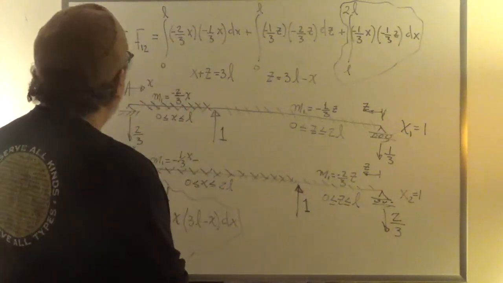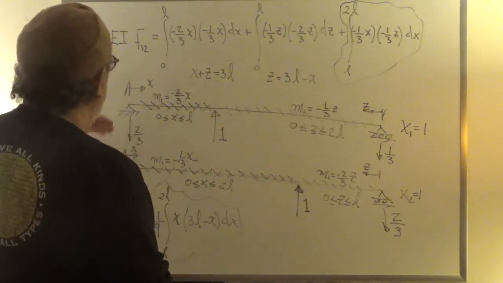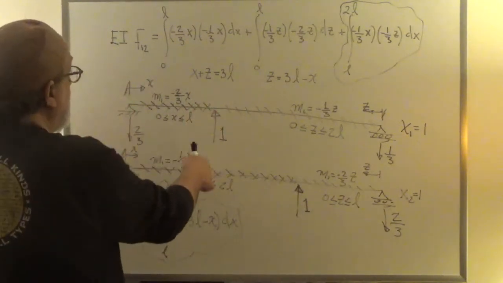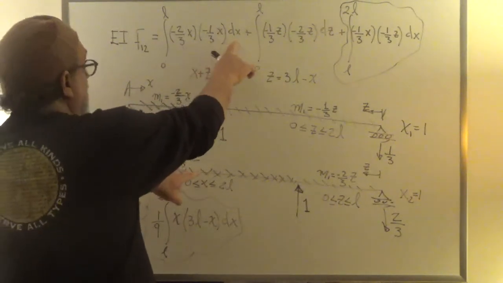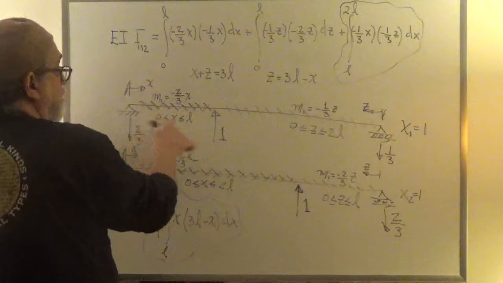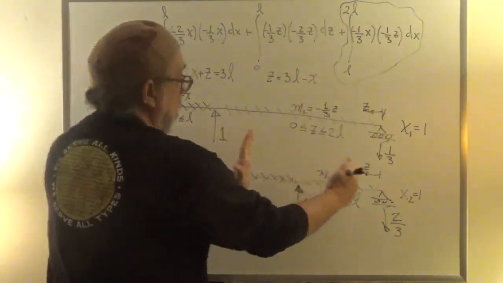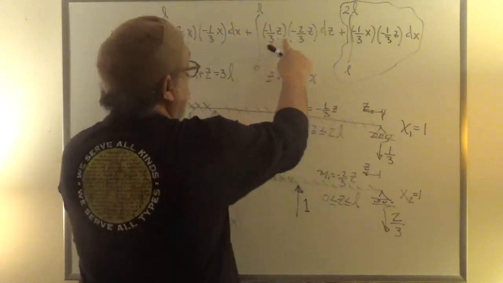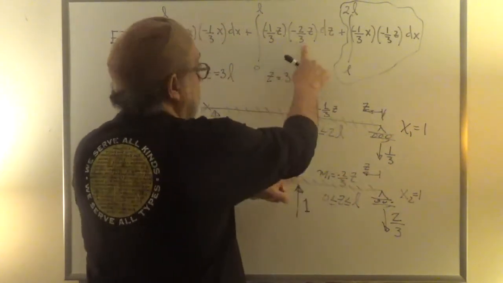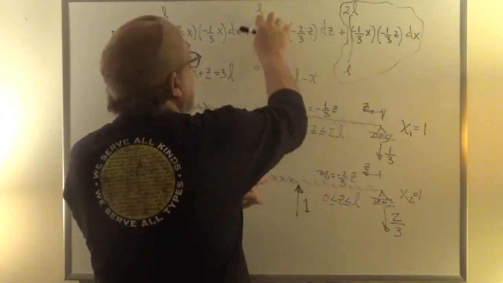Now I am doing EI F12, which is sketch 1 times sketch 2, and I find over this region that it is minus 2/3 of x times minus 1/3 of x dx from 0 to L. That covered this part. Now I go to here and I see this part, and that is minus 1/3 of z times minus 2/3 of z dz from 0 to L in z, right?